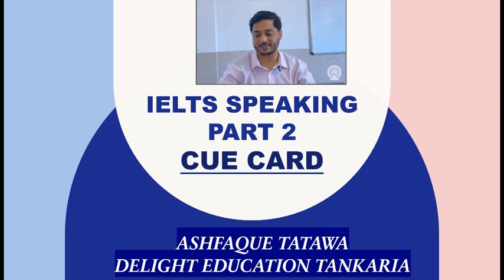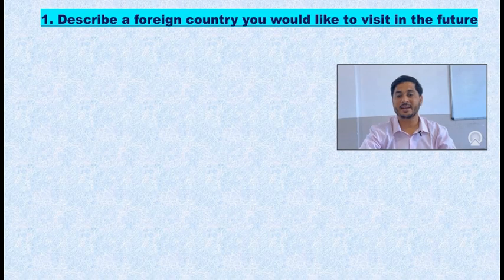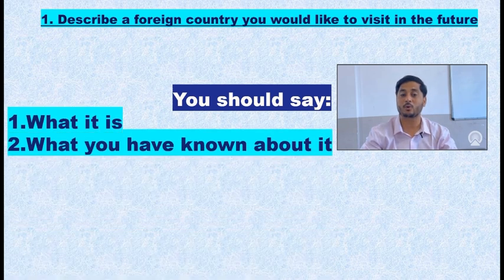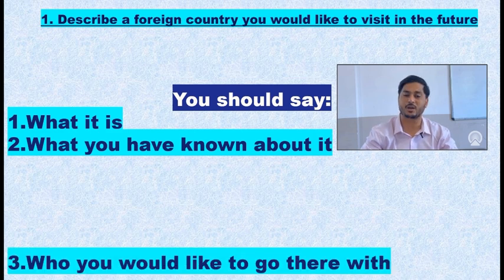So let's get started. The cue card is: describe a foreign country that you would like to visit in the future. Any country that you want to visit in the future. And we have to include a few questions, like what is it, which country it is, where it is located, and give a little information about it. What you have known about it, what information you have gained about it.